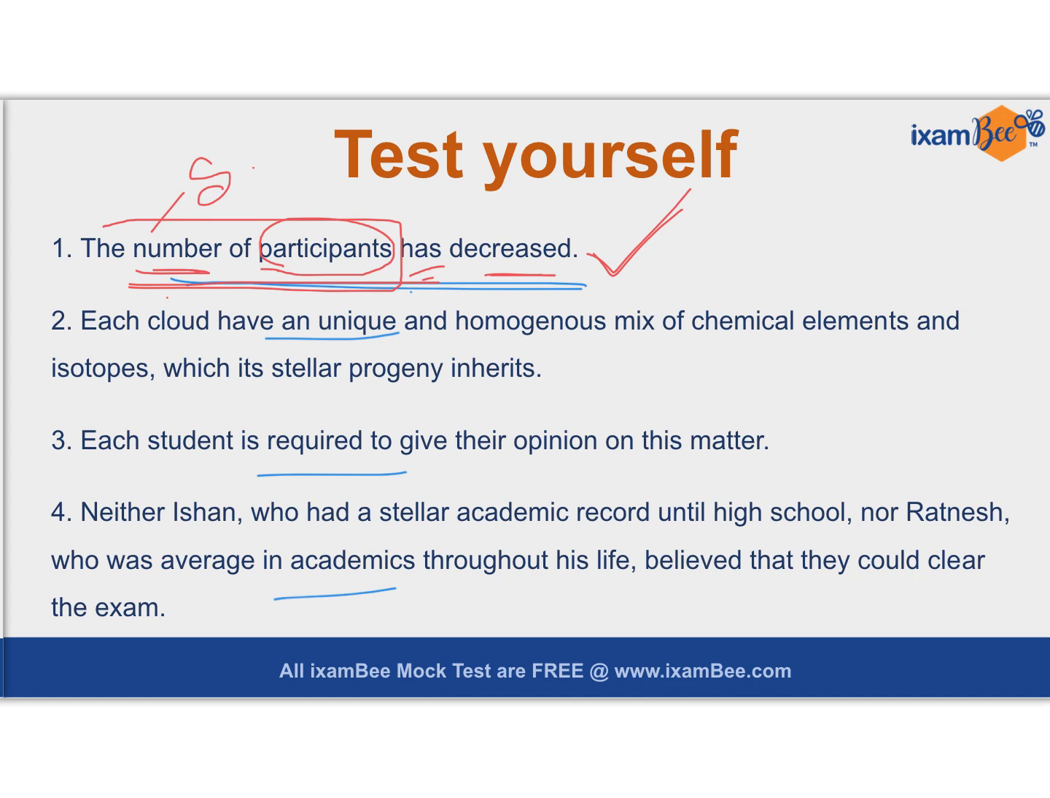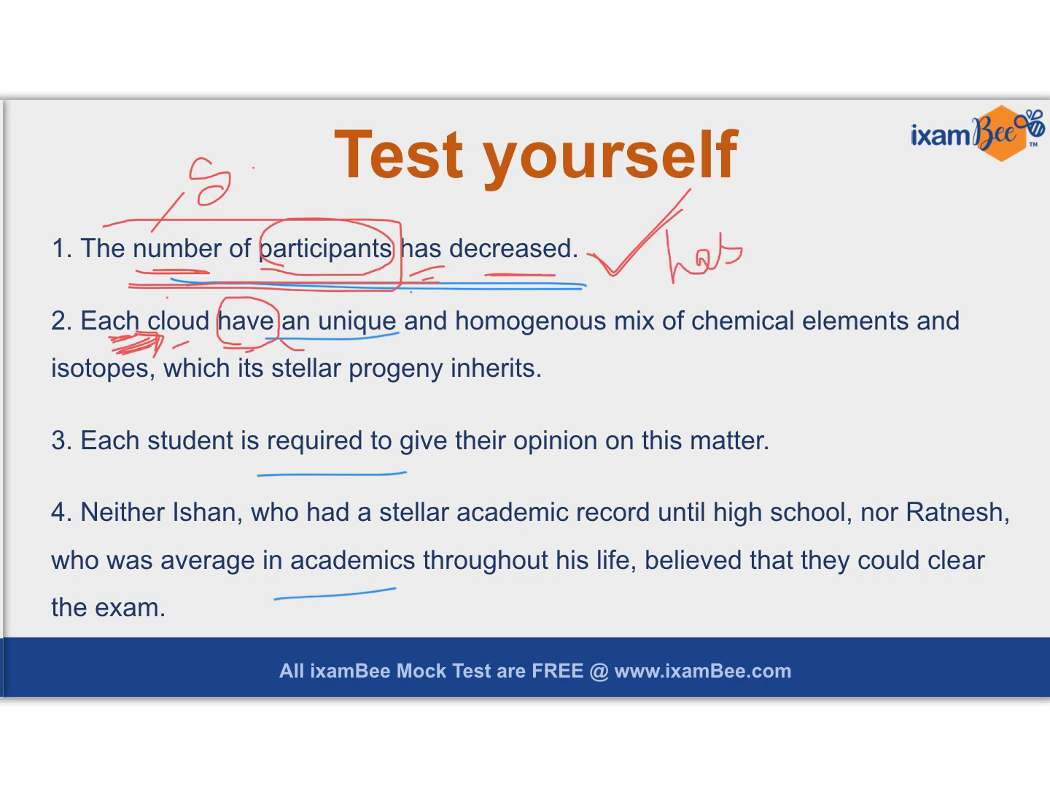Then second sentence. Each cloud have an unique and homogeneous mix of chemical elements and isotopes, which its stellar progeny inherits. Okay, here in this sentence is not correct, and also there are two mistakes. Just see whether you could identify these two mistakes. These two mistakes are this have, because each is singular. Note it down, each is singular. So each cloud, it should be has.